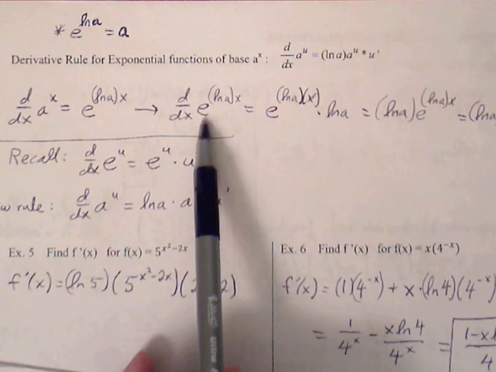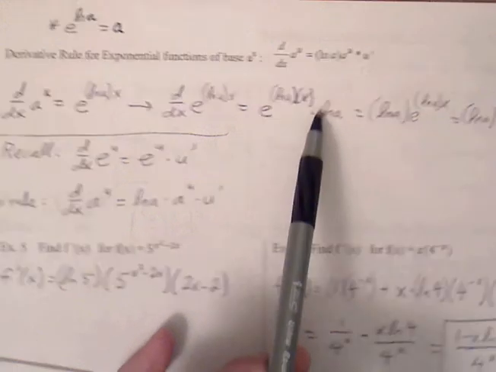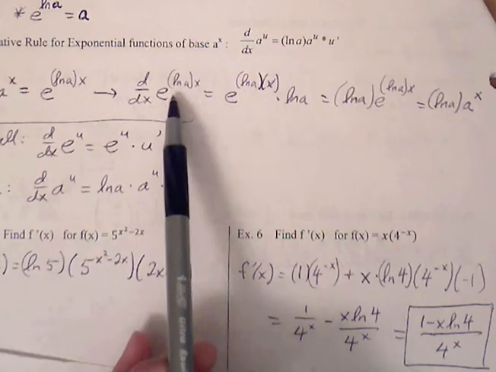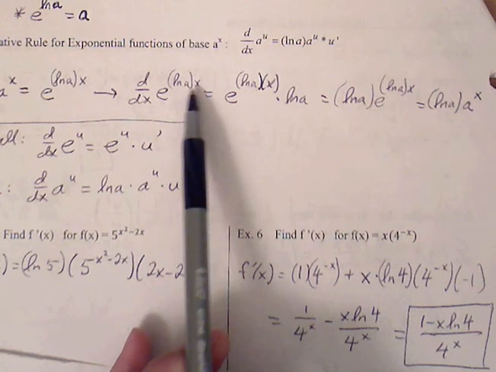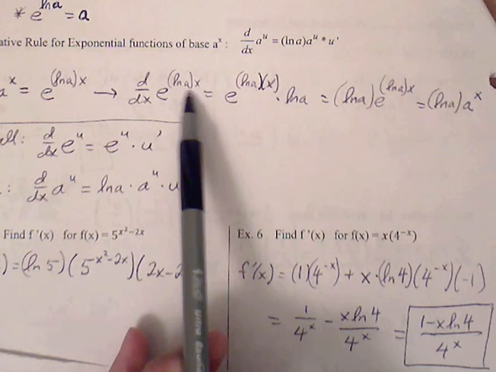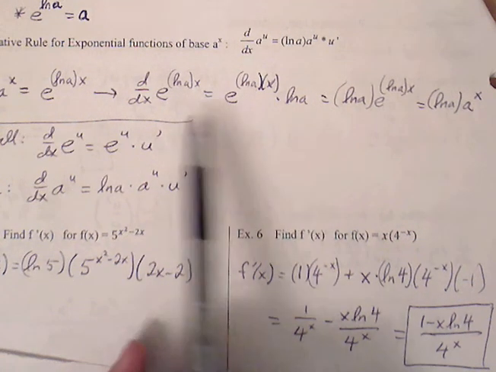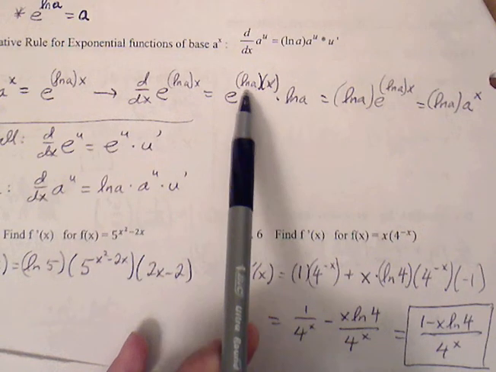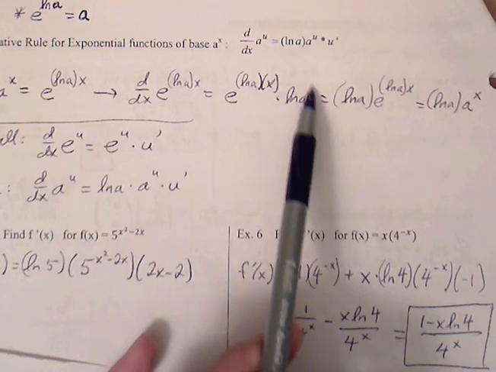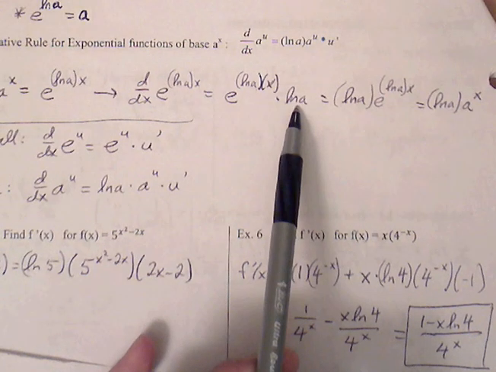So the derivative for e to the u, this whole thing is u, is e to the u times u prime. So the derivative of a constant or coefficient times a variable to the first power is just going to be that coefficient. e to the 3x will simply become e to the 3x times 3. So therefore the derivative of e to the ln of a times x will become e to the ln of a times x times ln of a. So there's that ln of a component that will be part of the derivative rule for a to the u.